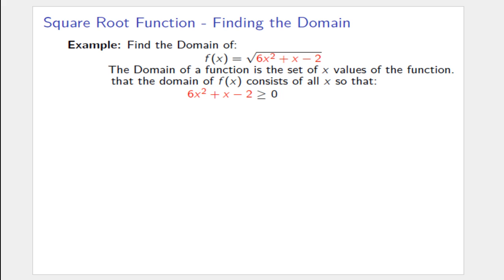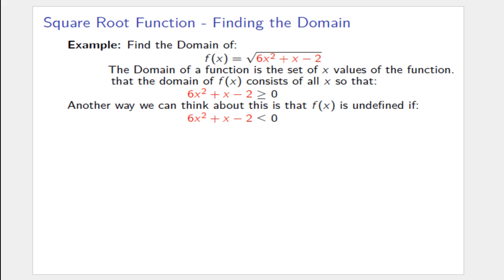And for square root functions, like f of x, the domain is all the values of x that makes what's underneath the square root positive. In other words, the domain of f of x is all the x values so that 6x squared plus x minus 2 is bigger than or equal to 0.